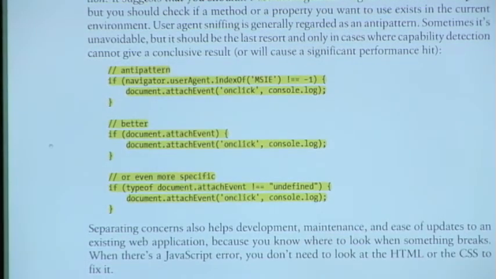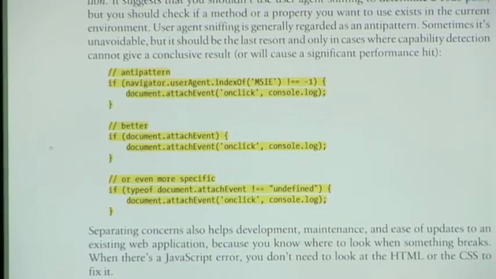Better, he's looking for the existence of a method. More specifically, he's looking to make sure that that method is not undefined. Best, which isn't on here because he wrote this whole section to be ambivalent to what kind of library you're using, is that jQuery does have a support method that allows you to just check to see which of various types of functions are supported. And that's the best way.